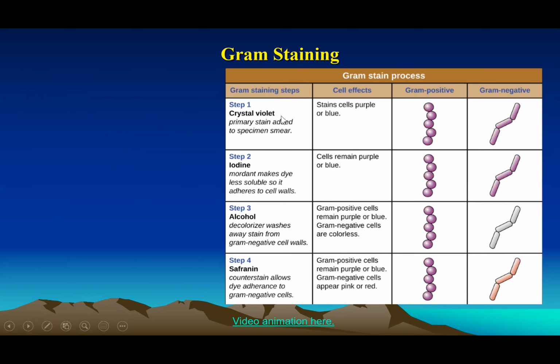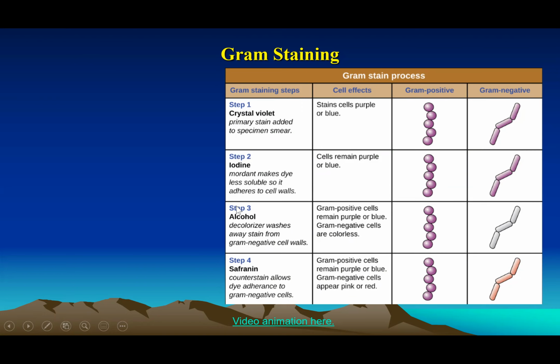So in gram staining, you have a mixture of both gram-positive and gram-negative bacteria that differ in their cell wall structure. The first step is when you take a fixed smear and you add crystal violet to the smear, both the cells are purple in color. And then the next step is to add iodine, which is a mordant that will make the dye less soluble and it adheres to the cell walls. Again, both the cells are purple.